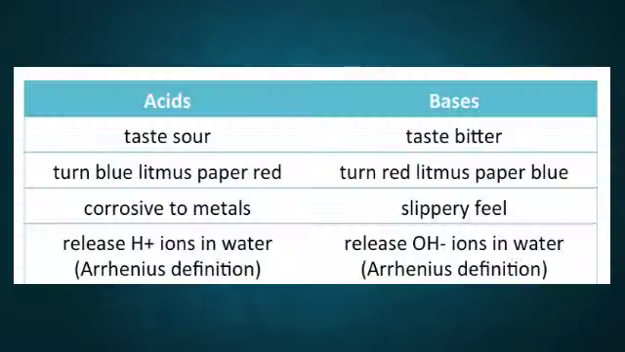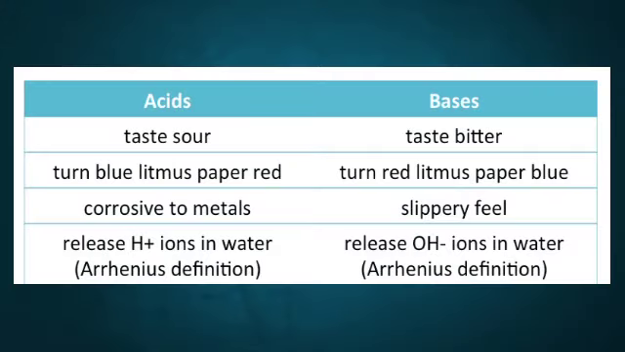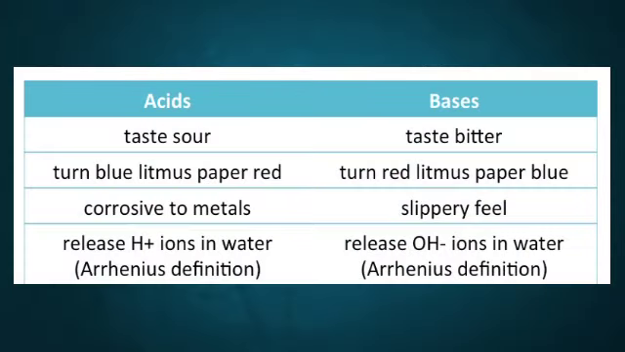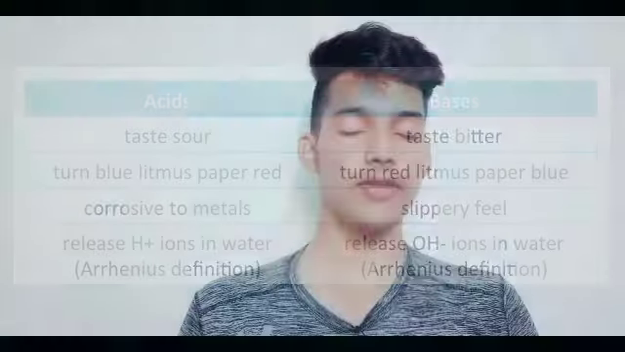Now let me move to the differences between acids and bases. The first thing is that acids are sour in taste while bases are bitter in taste. The second point is that acids turn litmus paper red while bases turn litmus paper blue. And the third point is that when we dissolve acid in water it releases H positive ions, while when we dissolve bases in water they release OH negative ions. So guys, these are the 3 points that differentiate between acids and bases.